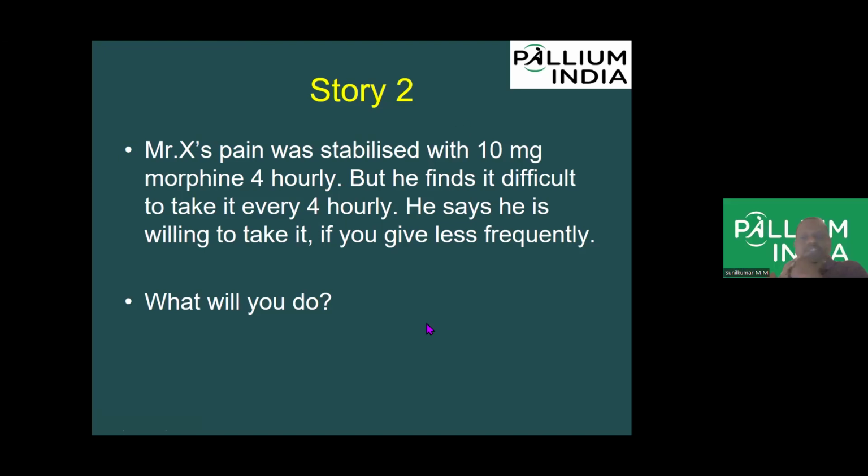What is the total dose of morphine he is taking now per day? 10 milligram into 6. That is 60 milligram. So you have to divide it into 2. That means 30 milligram. 30 milligram BD. Okay.